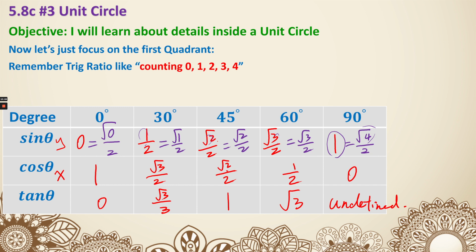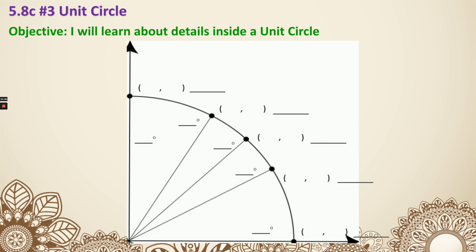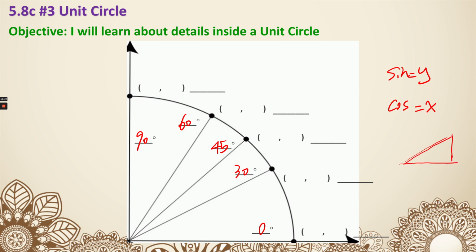Now let's see how we can quickly write down all of these values in a quadrant. Okay, let's write down the angles first. We have 0 degree, 30 degree, 45 degree, 60 degree, and 90 degree. Remember, sine is y and cosine is x. If you are having trouble remembering that, just draw a simple triangle. There's your x value, there's your y value, your theta is right here, and that's your 1. Sine is the opposite over hypotenuse, so it's y over 1. That's why it's just y. Cosine is x over 1. That's why it's just x.